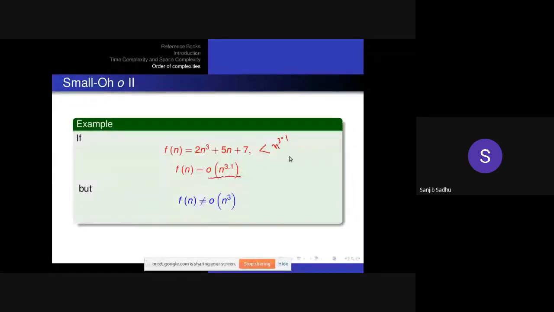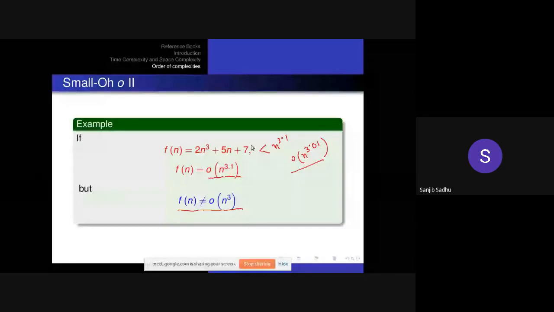Now somebody can also write this as small o of n to the power 3.01. Yes, he is also correct. No problem. But you see, f(n) is not small o of n cube.